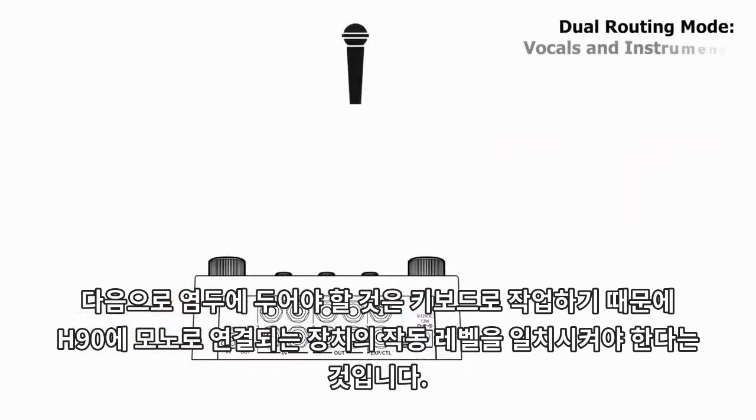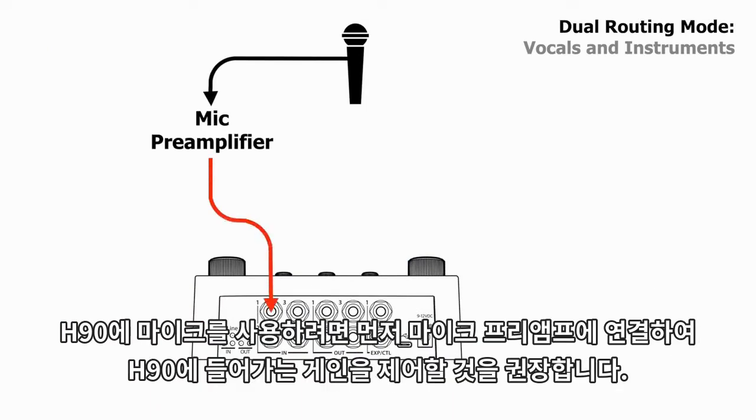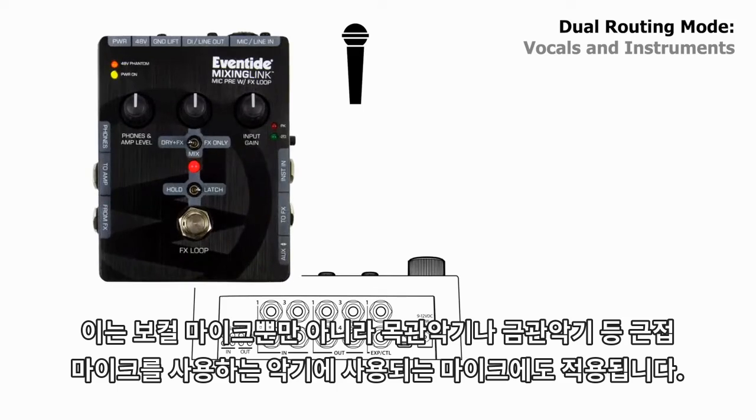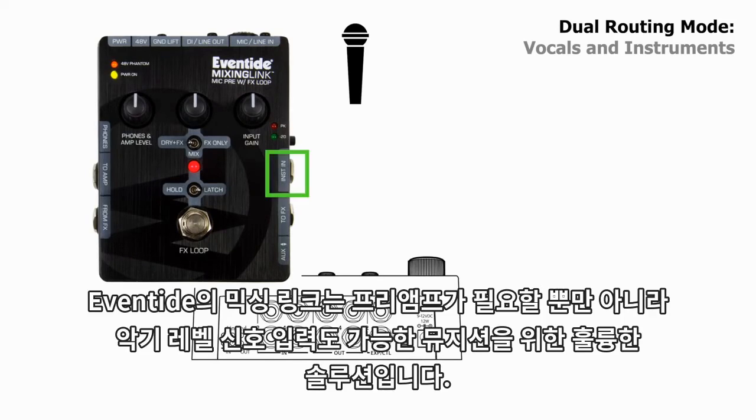To use a microphone with the H90, Eventide recommends connecting to a mic preamp first to control the gain going into the H90. This goes for vocal mics as well as mics used for close miking instruments like woodwinds or brass. Eventide's Mixing Link is a great solution for musicians that not only need a preamp, but it also has an input for instrument level signals as well.